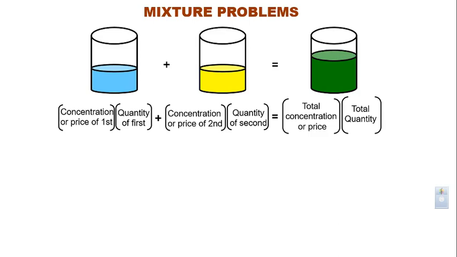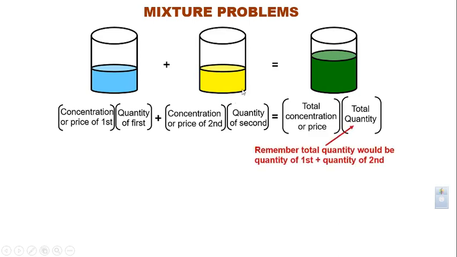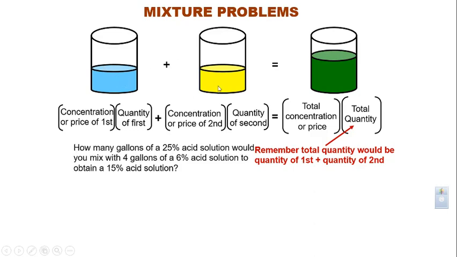If you have two mixtures and you're putting them together, what you need to do is keep track of the amount of pure substance. So you identify how much pure substance is in the first mixture plus how much pure substance is in the second mixture, and that should be equal to the amount of pure substance in the final mixture. Here's an example. How many gallons of a 25% acid solution would you mix with 4 gallons of a 6% acid solution to obtain a 15% acid solution?